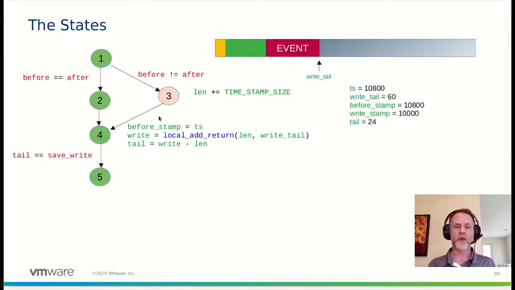So we look to see: does tail equal save write? Remember what save write was? Save write was the value of the write tail before we started all this. So if the beginning of our event equals the write tail, that means nothing interrupted. From the time we read that to the time we allocated, we are the next event on that ring buffer.